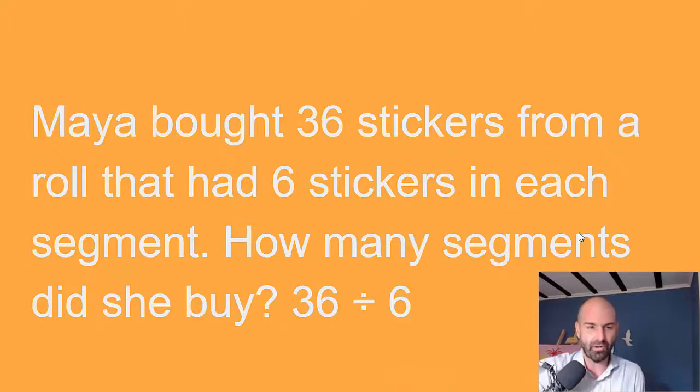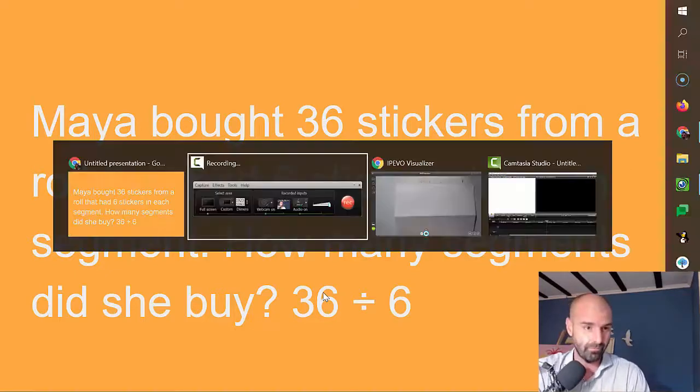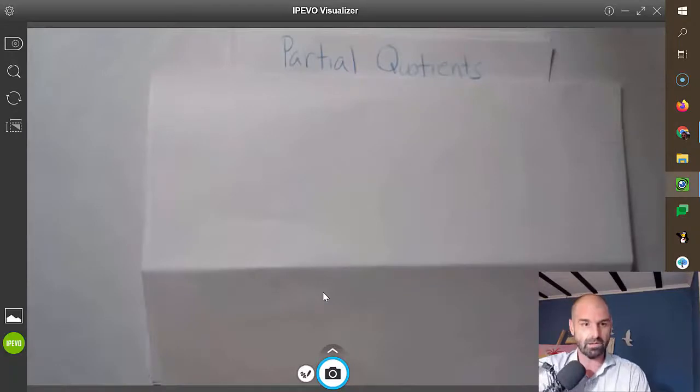So Maya bought 36 stickers from a roll that had 6 stickers in each segment. How many segments did she buy? So this problem is 36 divided by 6. You can go ahead and pause it. I'm about to answer it in 3, 2, 1. All right, so here we go.